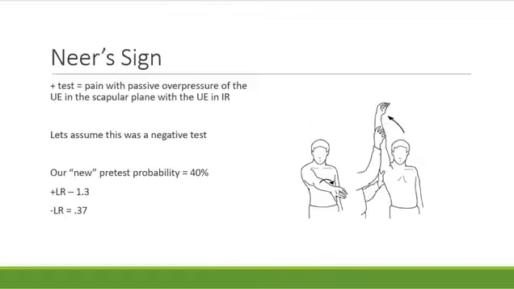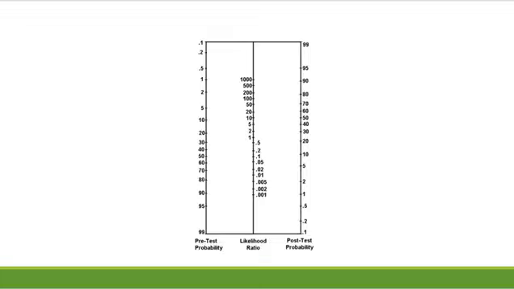The Neer sign. Neer is full flexion here, a positive test being pain with overpressure of the upper extremity in the scapular plane. Let's assume there was a negative test when you did this one, though. Now our new pretest probability is 40%. We're going to use the negative likelihood ratio of 0.37. 0.37 is a very small shift, so we were at 40. We put it through where approximately 0.37 would be. That drops us down to 18%.